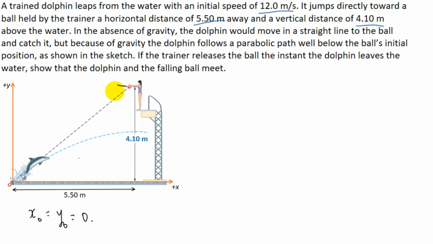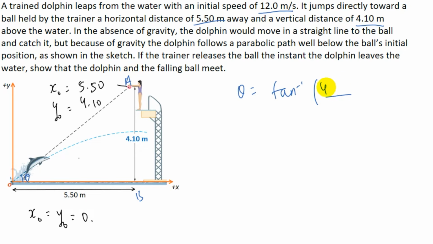And for the ball, we have x naught equal to 5.50 meter and y naught equal to 4.10 meter. Now first of all, we'll calculate the theta for the dolphin. For this we can use this triangle, OAB, and from here we can write that theta will be equal to tangent inverse of the vertical distance, which is 4.10, divided by the horizontal distance, which is 5.50. So on solving, we'll get the value of theta to be 36.7 degrees.